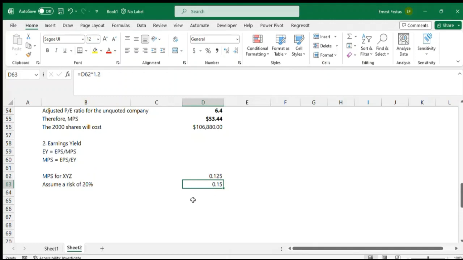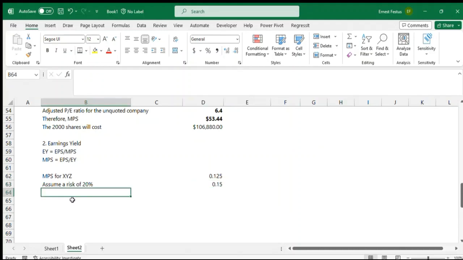So that is our 0.15. So this represents the yield for our unquoted company. So this is the earnings yield for our unquoted company.